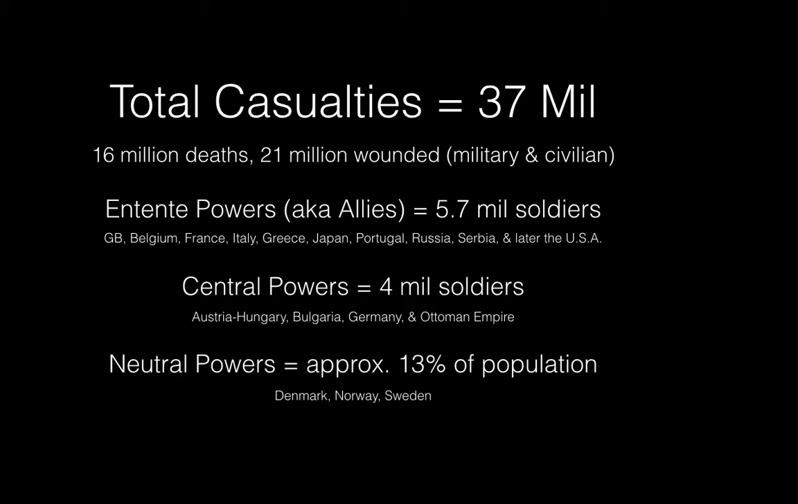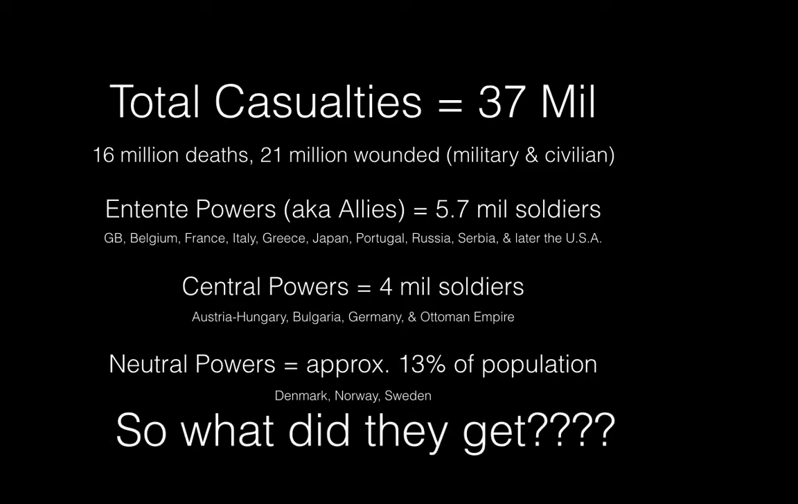Your Central Powers lose about 4 million soldiers. That's basically Austria-Hungary, Bulgaria, Germany, and the Ottoman Empire. And later, the Ottoman Empire goes away and becomes Turkey. Neutral powers, as I mentioned in class the other day, have approximately 13% of their population affected by this war. Remember, they are neutral, so they're not combatant soldiers. A lot of it is civilians that are wiped out during this war, and those three are Denmark, Norway, and Sweden. So you should know those as well.